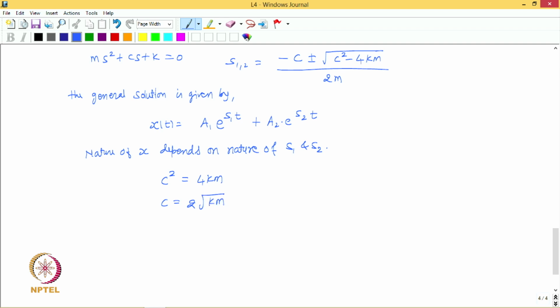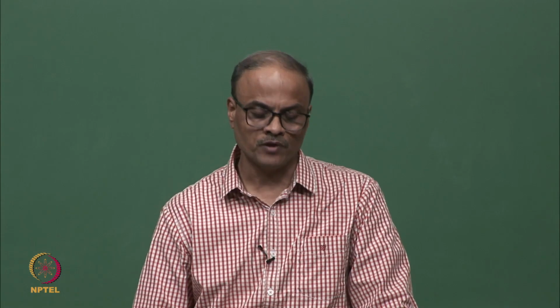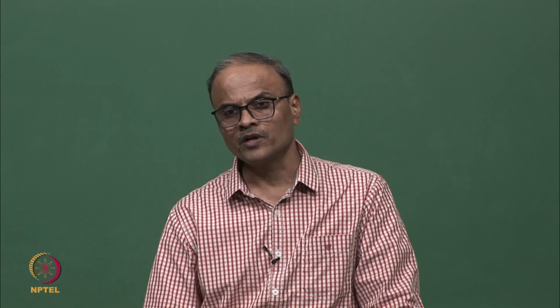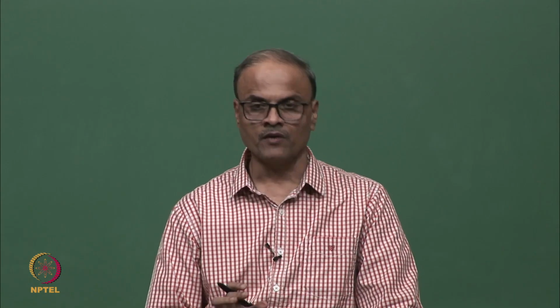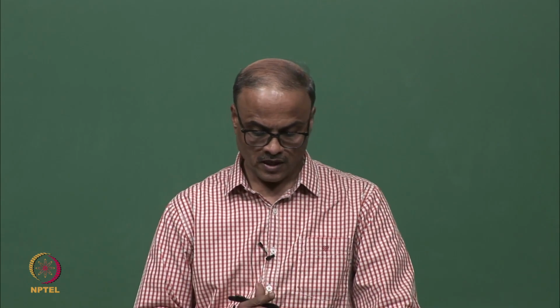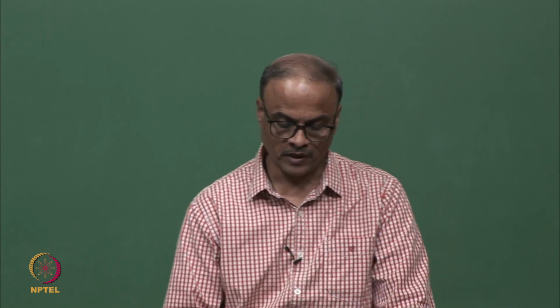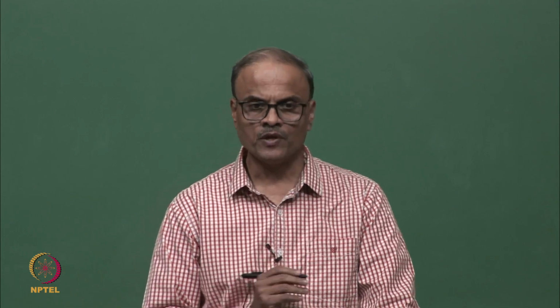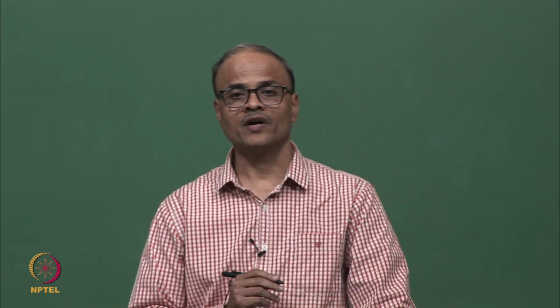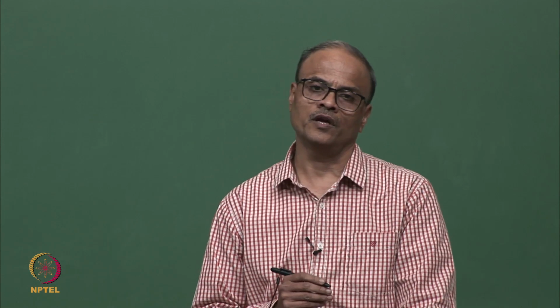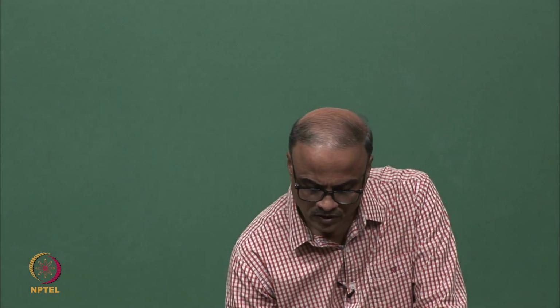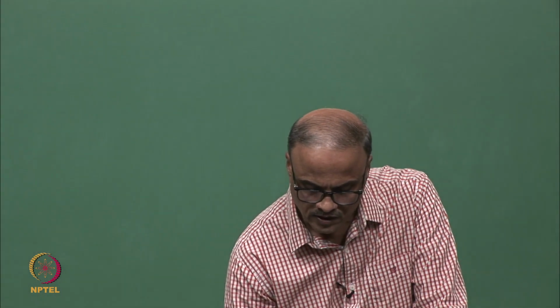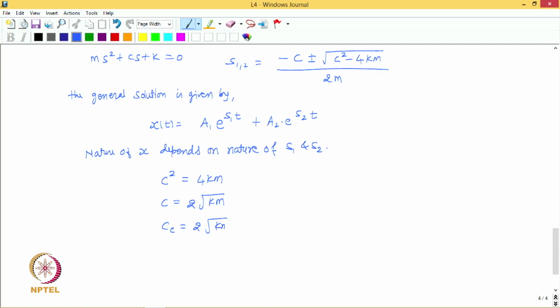So, when the viscous damping coefficient of the system is equal to 2 under root km, then c square minus 4km would be equal to 0, and such a damping would make the two roots S1 and S2 equal, okay. Such a damping coefficient is referred to as the critical value of the damping in the system, and hence we say that Cc is equal to 2 under root km, where Cc represents the critical damping coefficient.